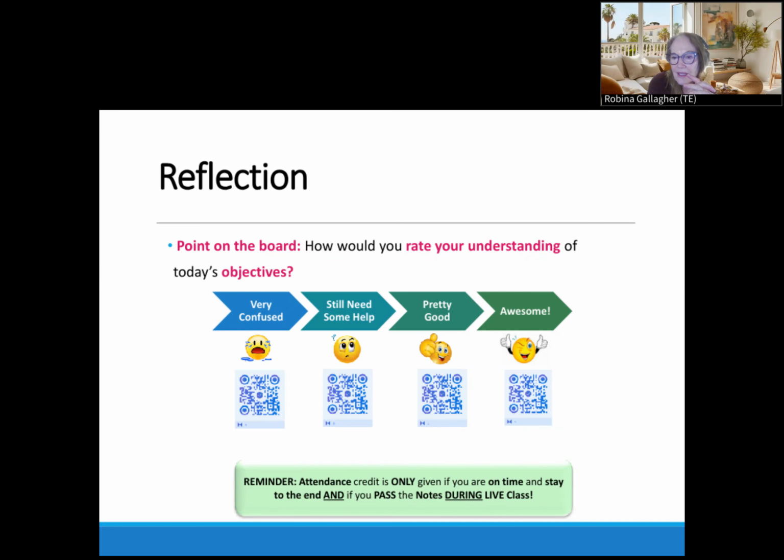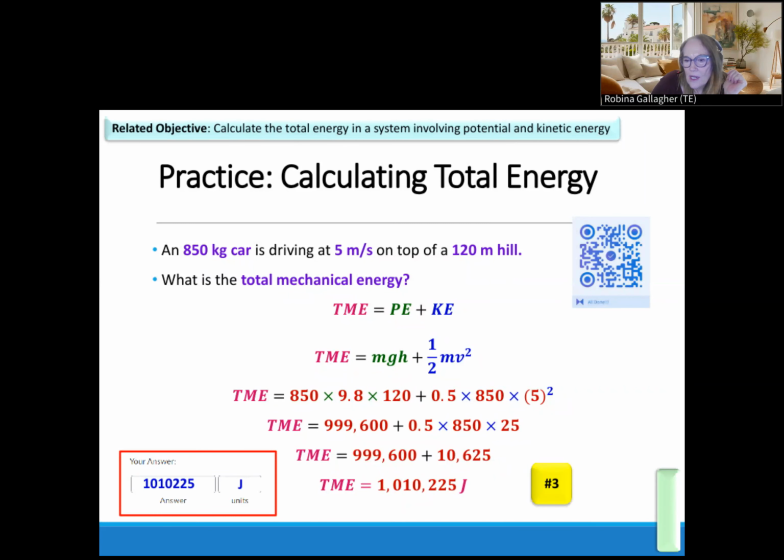Okay, Antoine, let's go back to question 3. Oh, it's not letting me go back to 3. Hang on a second. It's just going to take me a little bit. There, maybe now. Engagely is just not being very user-friendly today. There's number 3. Antoine, you got it? So 1,010,225.